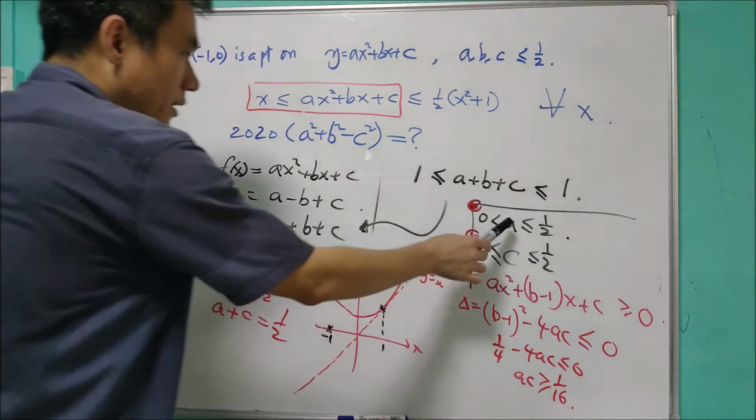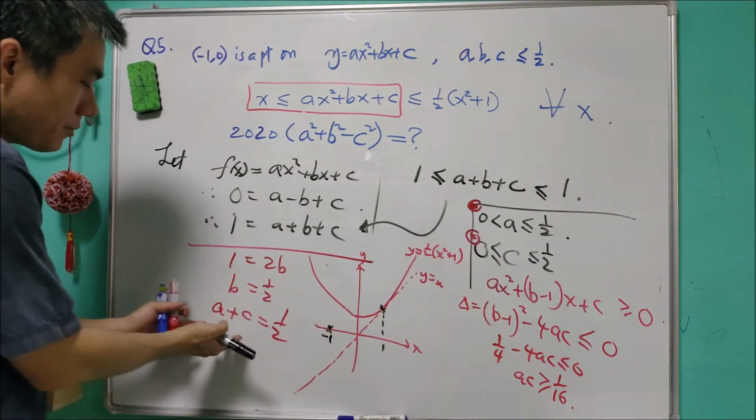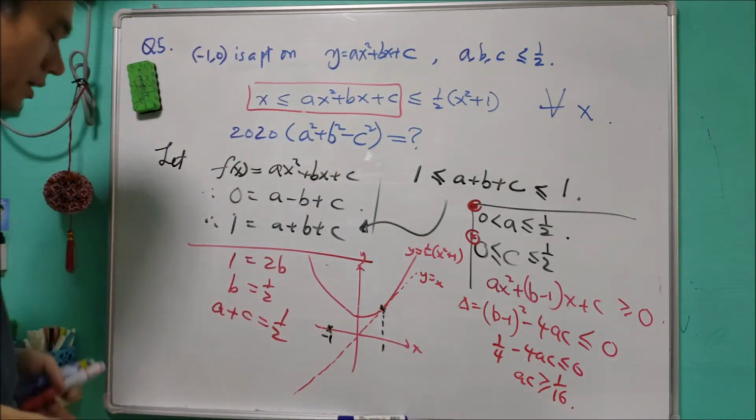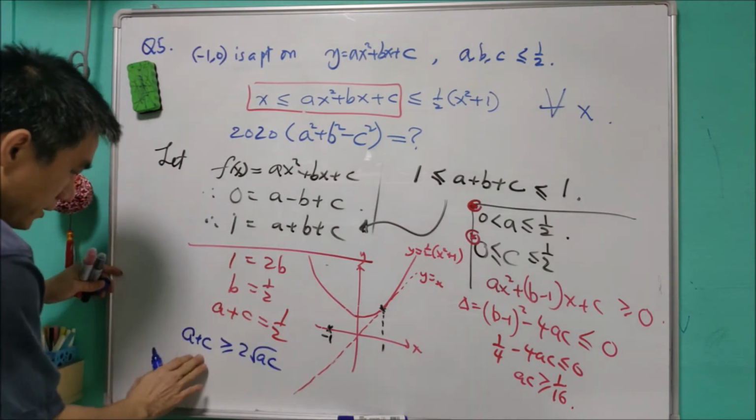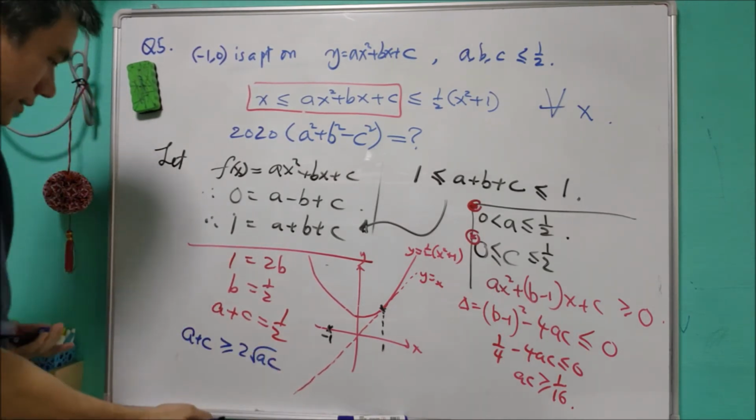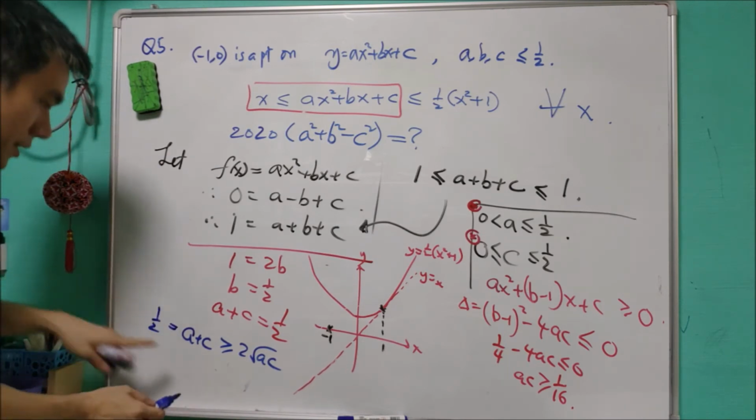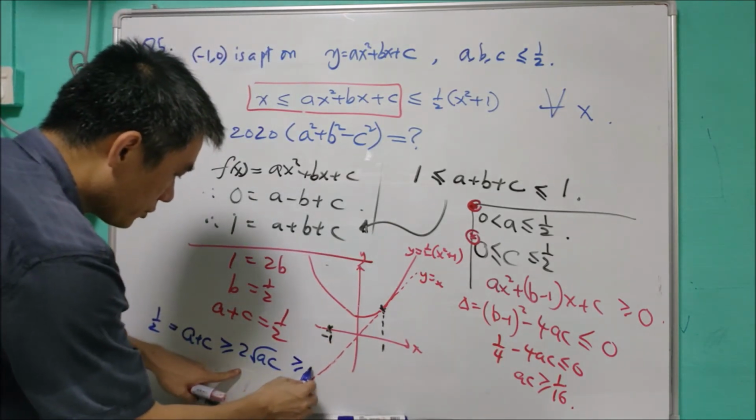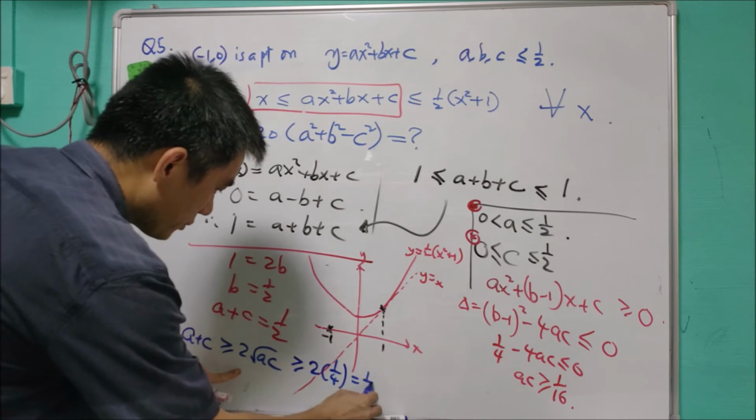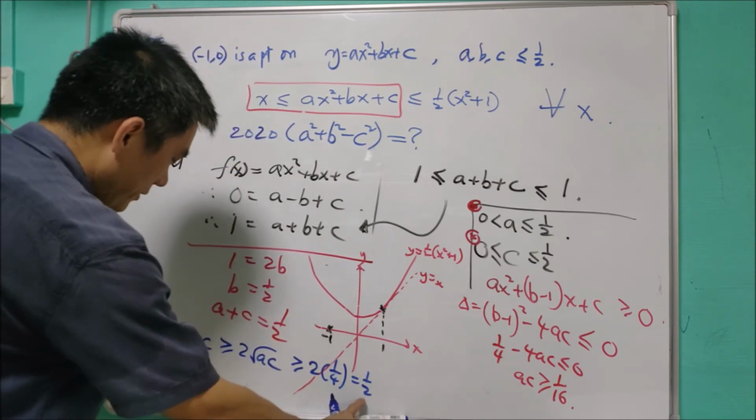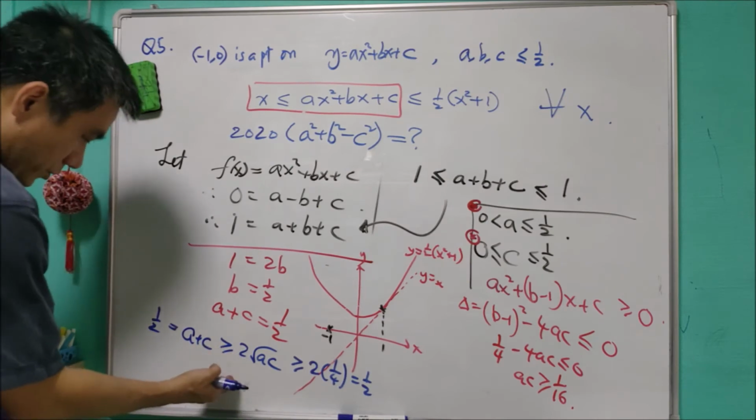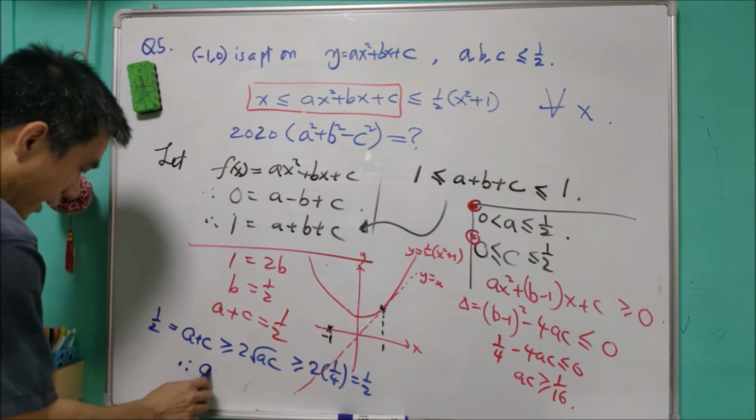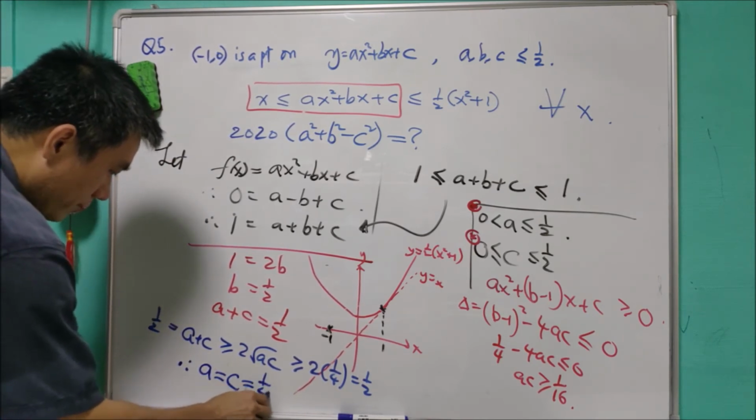Since we already know that a and c are positive, and we have the sum of a and c and the product of ac, we can think of the AM-GM inequality. The AM-GM inequality says that a plus c is greater than or equal to 2 times the square root of ac. And we know that a plus c is equal to half, and ac is greater than or equal to 1 over 16. The square root of it will be greater than or equal to 1 over 4, so twice that is equal to half. Both sides are half. It means that in this case, the equality holds. The equality holds if and only if a equals c. In this case, a equals c equals 1 over 4.